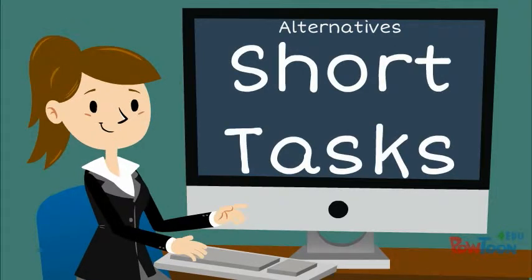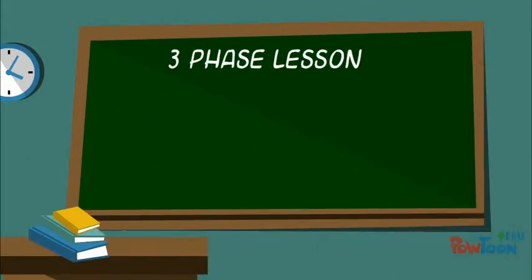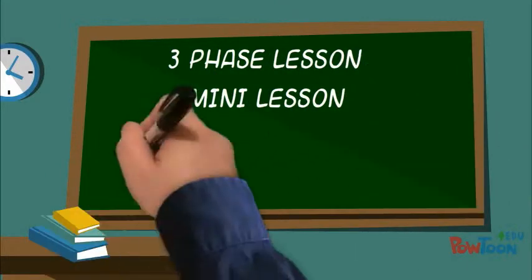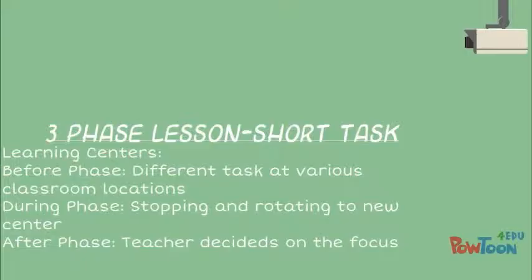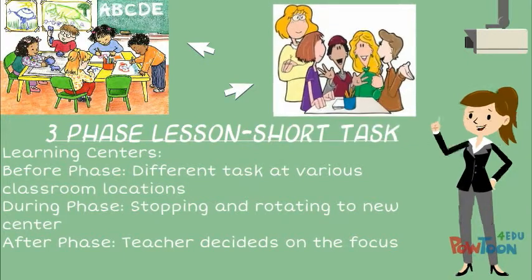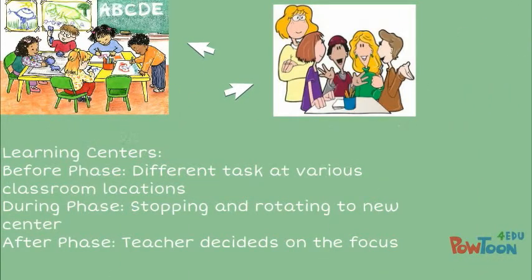Short tasks. Not every lesson is developed around a task given to the whole class. The three-phase format can be applied to other lesson structures, such as a mini-lesson and learning centers. Short task, learning center. Before phase: different tasks happen at various classroom locations. During phase: stopping and rotating to a new center. After phase: teacher decides what to focus on.